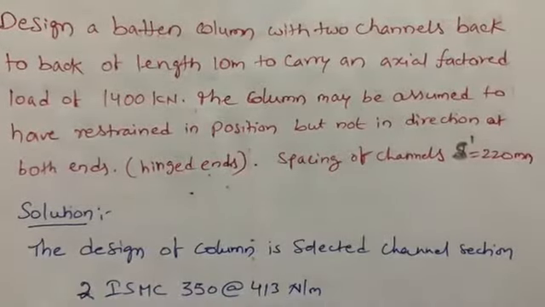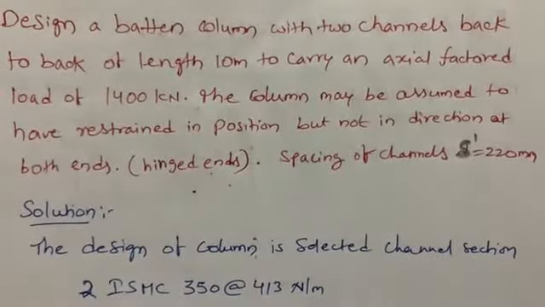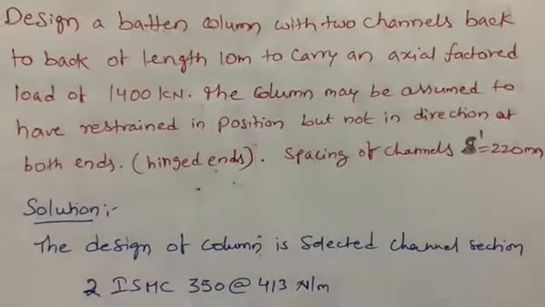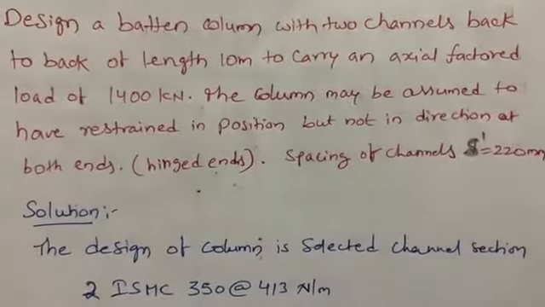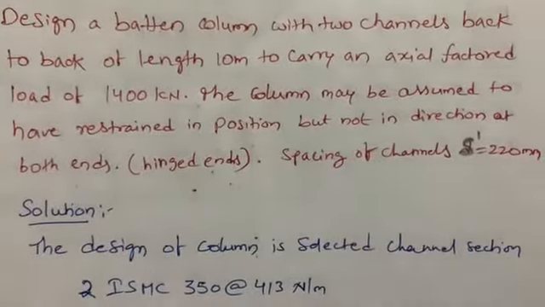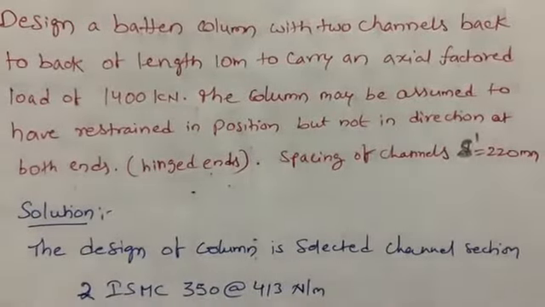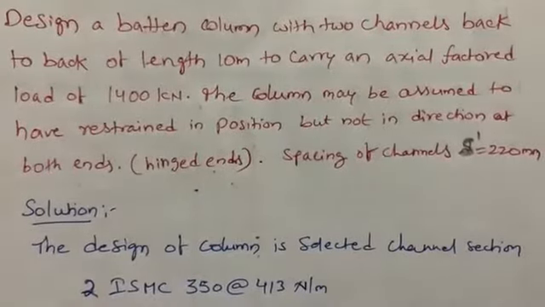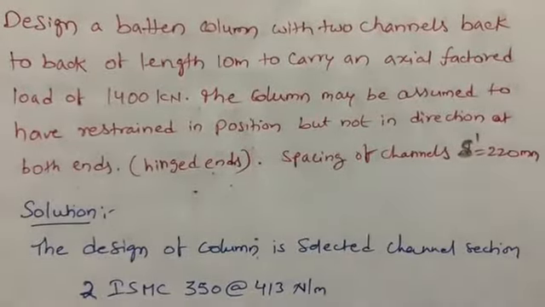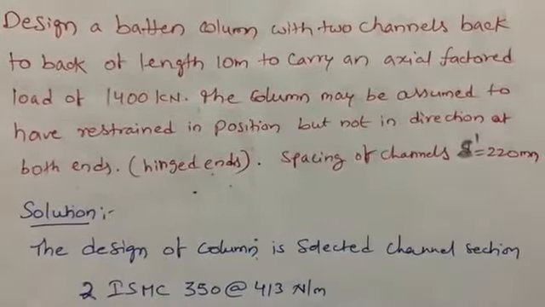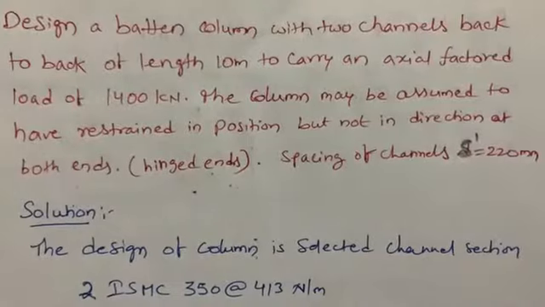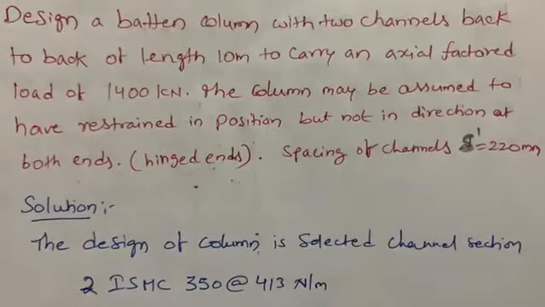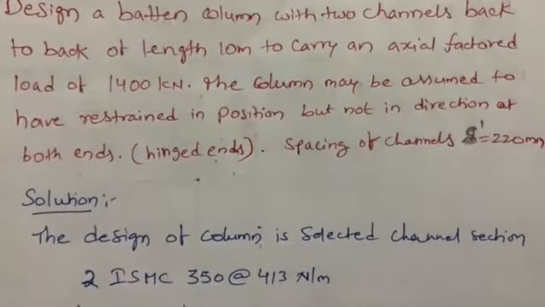Hello everyone. In this video I'll show you about batten column design, and this is a solved example problem. In the question, the channels are placed back to back. For these channel sections we need to design a batten column. By using bolting we are going to connect these batten plates, and both ends are hinged, the condition they gave, and the load is 1400 kilonewtons axial factored load, and the spacing between the channels is 220 mm. So for this problem we need to design batten plates.